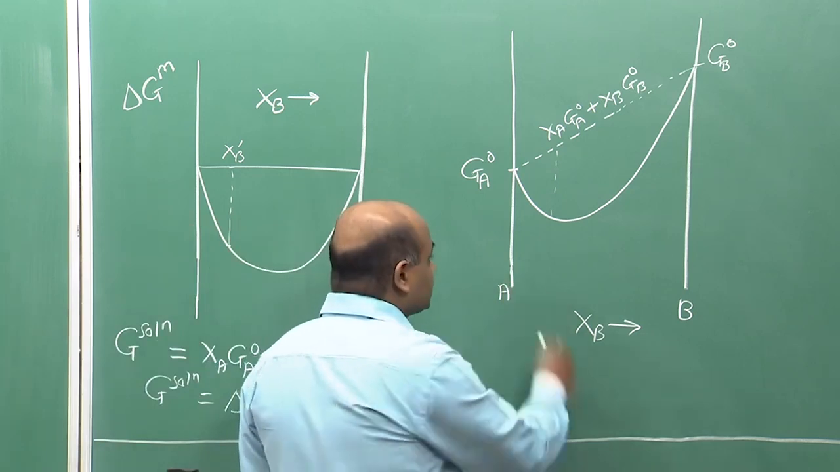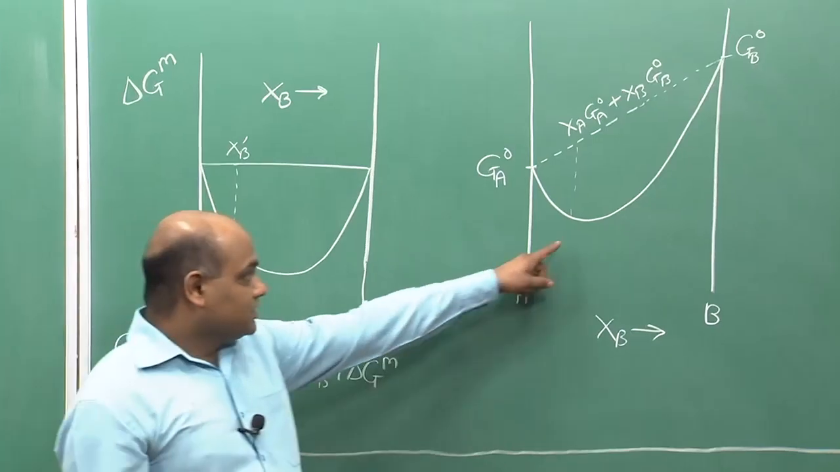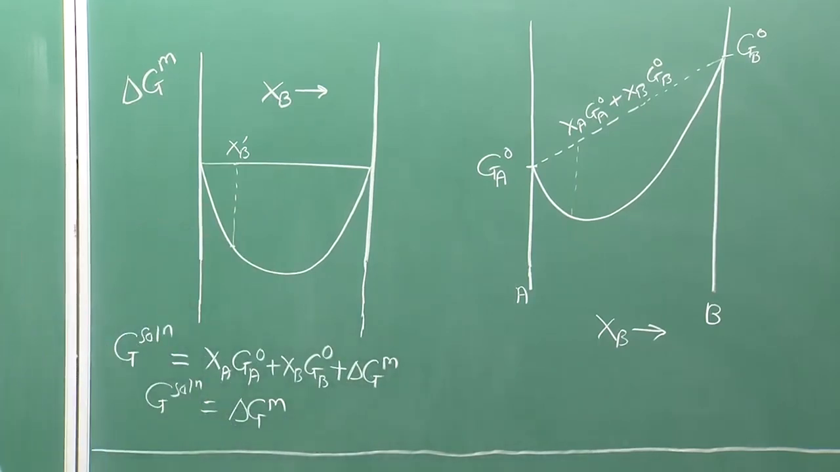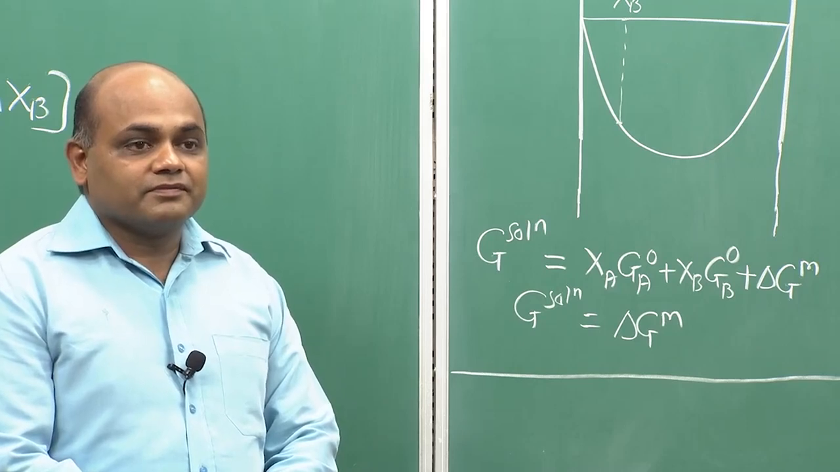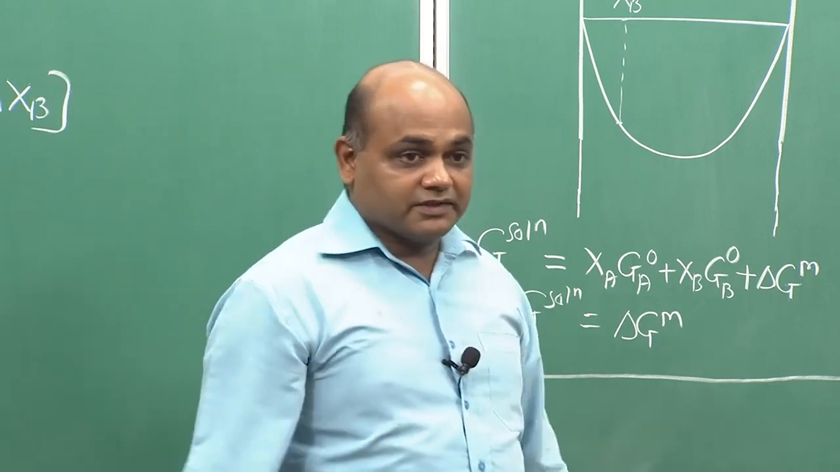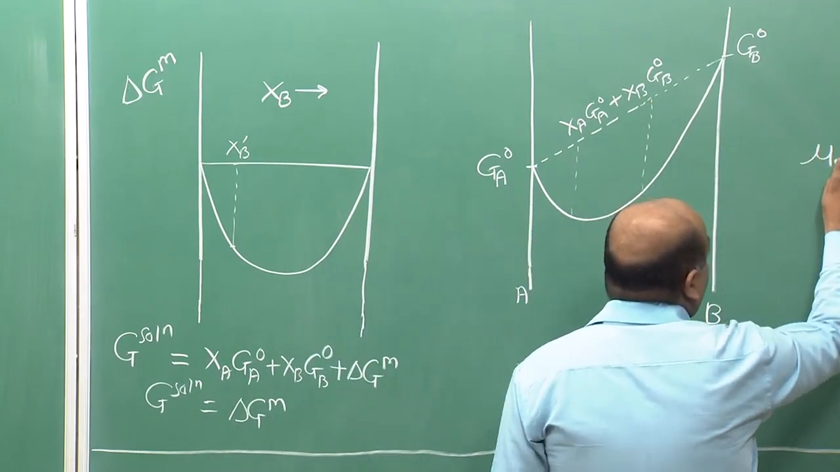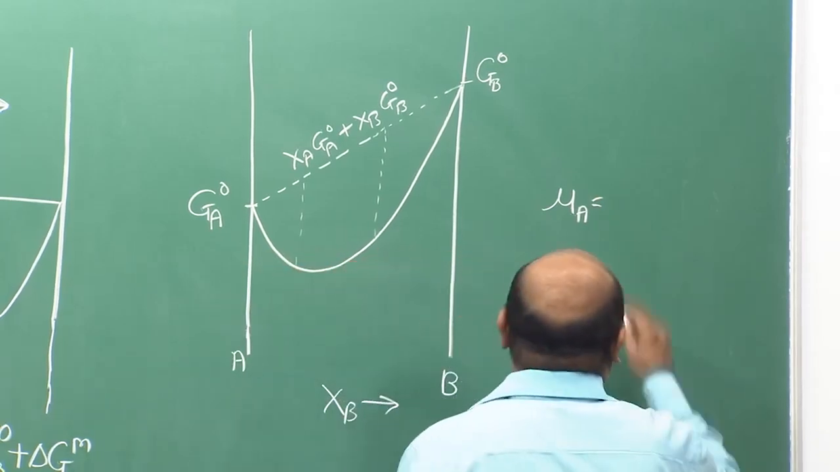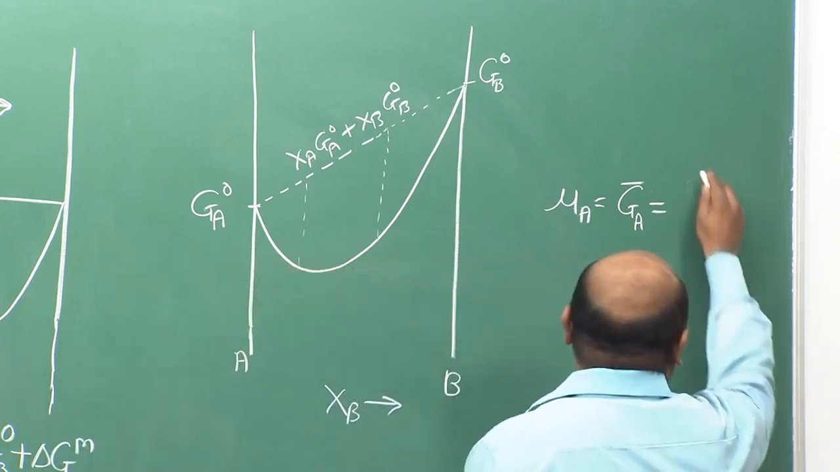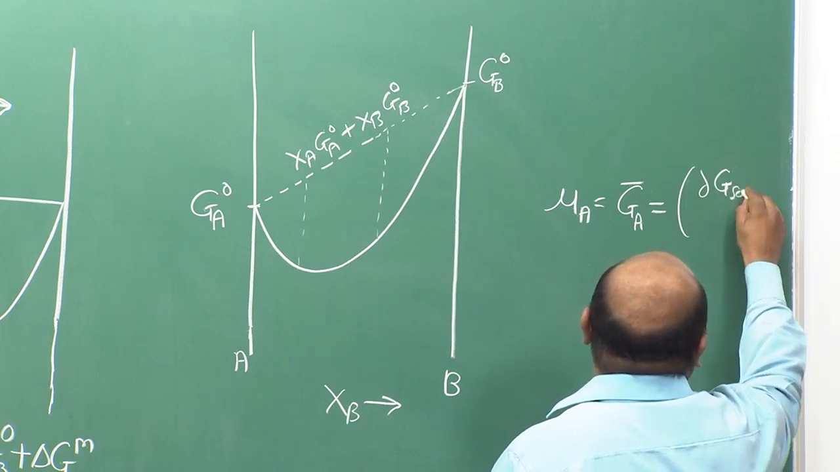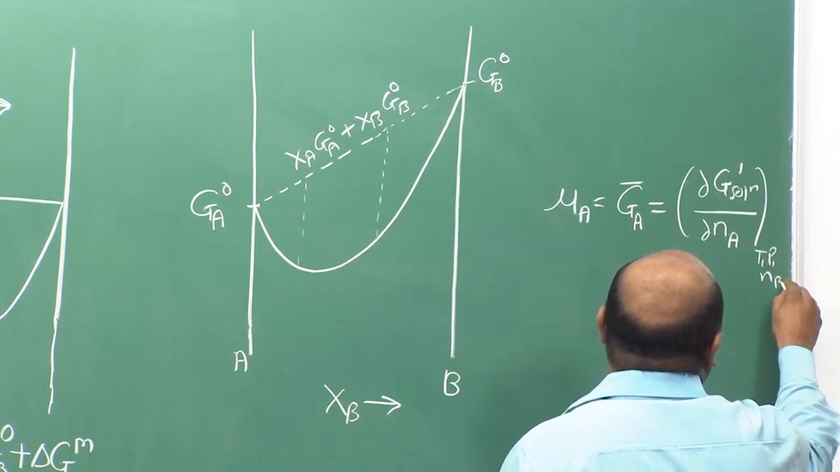Now, once we have established how the Gibbs free energy of solution varies with composition, our next question is, how do we determine the individual chemical potentials from there? Any idea? Right, the tangential intercept method. If we want to determine the chemical potential mu A, it is basically the same as the partial molar Gibbs free energy of A in the solution, and it is defined as the partial derivative of the Gibbs free energy of the solution with respect to the number of moles of A at constant temperature, pressure and constant number of moles of B.